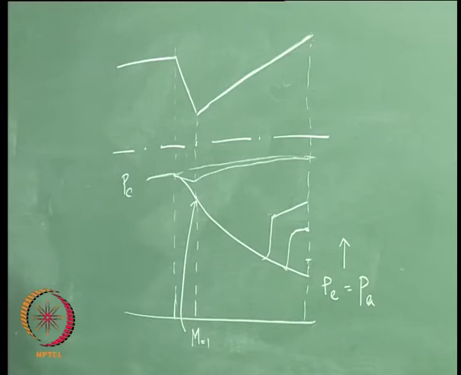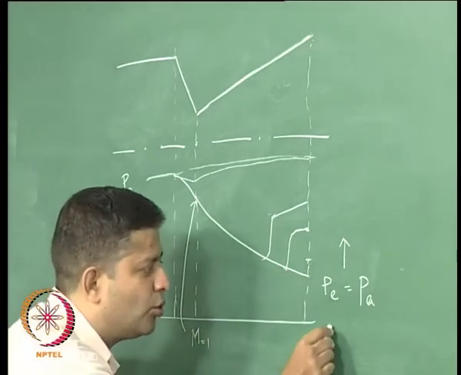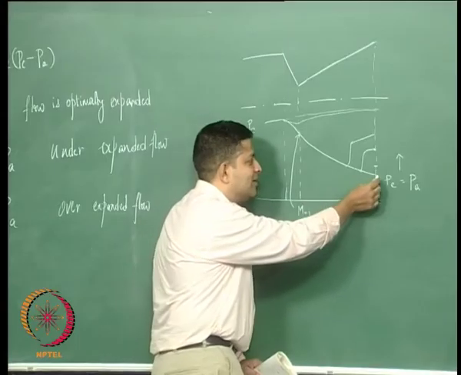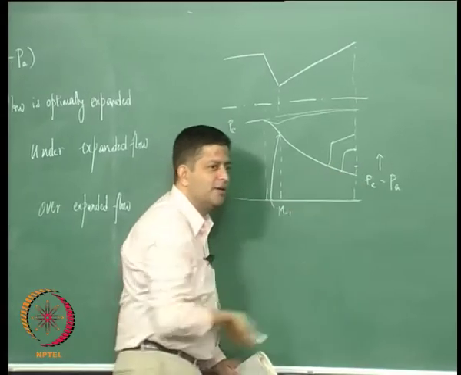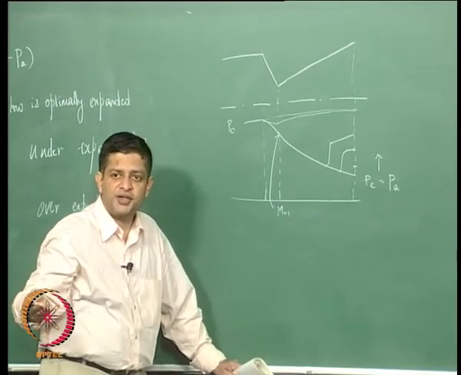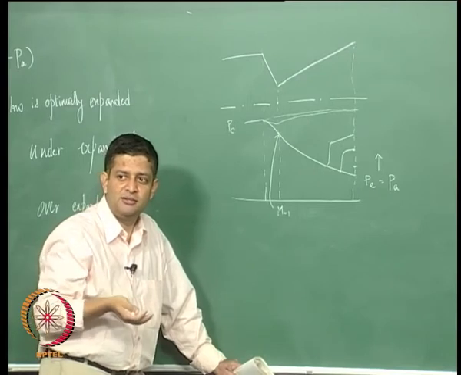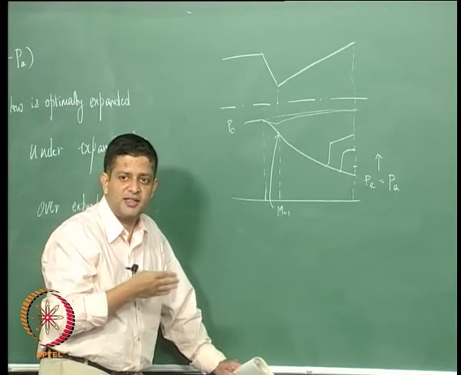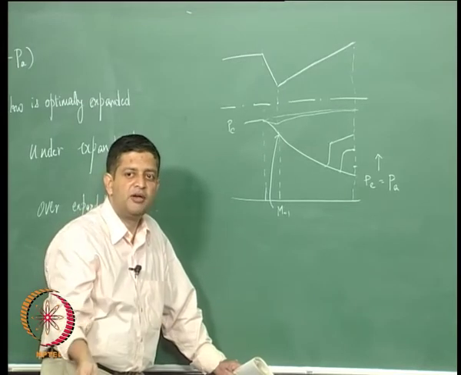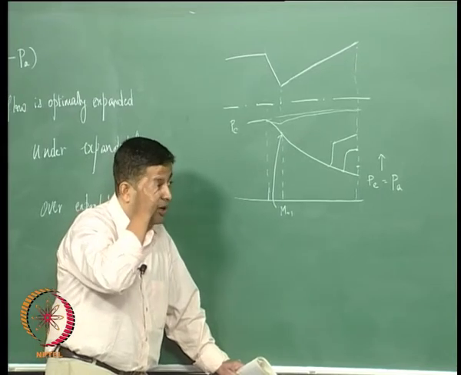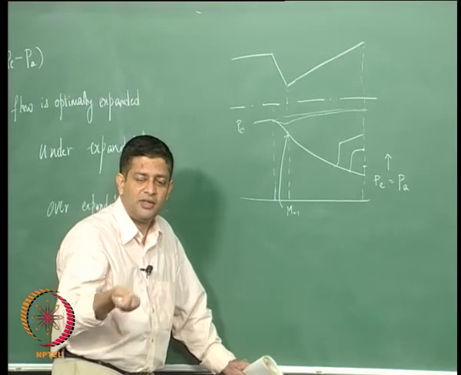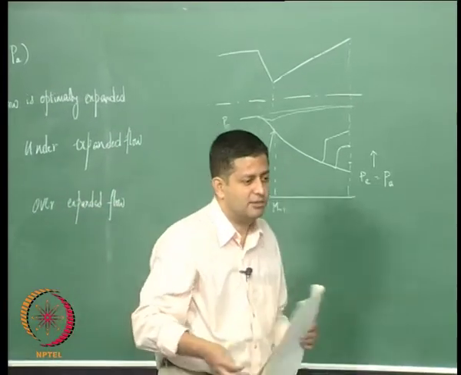Now, let us look at what happens if we go below this. If we go below this, the flow is going to be the same up to this point, and then it knows that the outside pressure is much lower than the exit pressure, so it will expand further and then equilibrate with the surrounding fluid. So it will process itself through a series of expansion fans, and these will get reflected, and we will see that here.